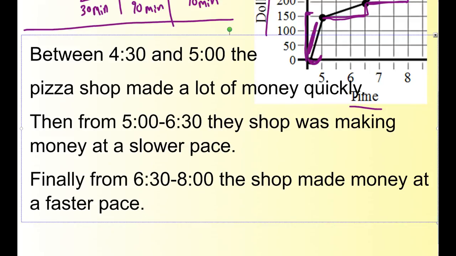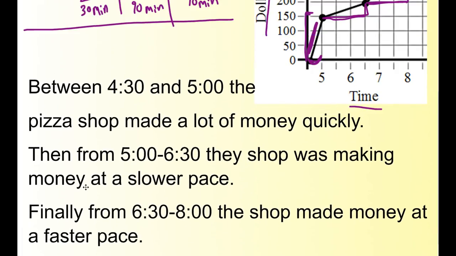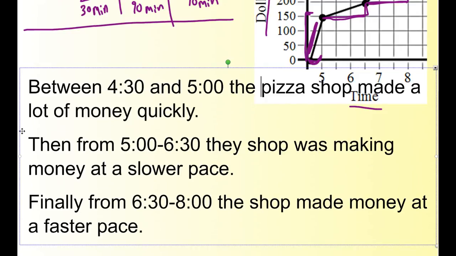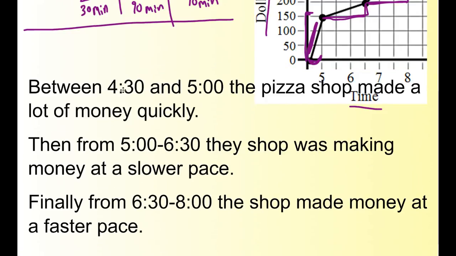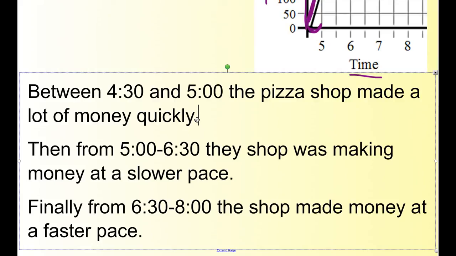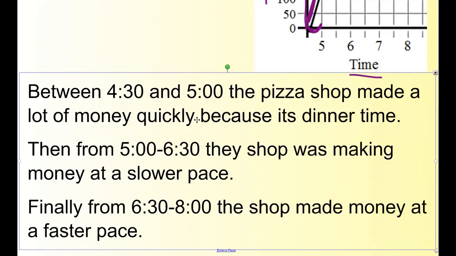Now, what I have here is still pretty general. I think we can do a little bit better, not just describing what happened, but maybe interpreting why this all happened. So between 4:30 and 5 o'clock, why do you think a shop would be making a lot of money? Well, that's dinner time. People are getting out of work, they're getting home, it's a Friday night. So between 4:30 and 5 o'clock, the shop made a lot of money because it's dinner time. There we go. Even that little bit extra helps the understanding of the problem.